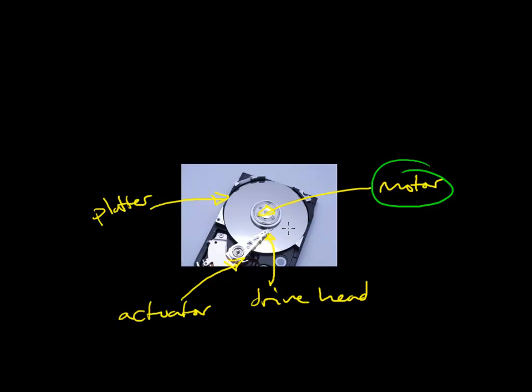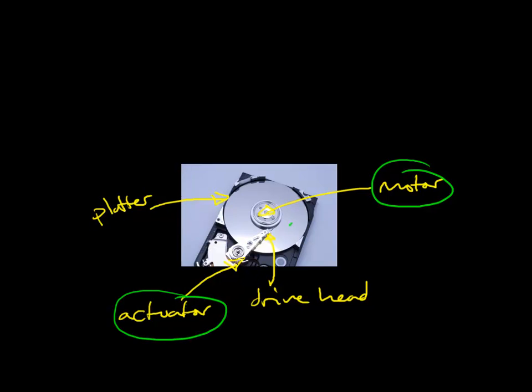The drive head itself, if a small piece of dirt, or dust should I say, manages to get inside the hard disk, that can cause the drive head to fail. Or if the drive head were to touch the disk, it actually floats just above the disk, it can also cause tiny bits of information to be lost. And the actuator itself can fail.